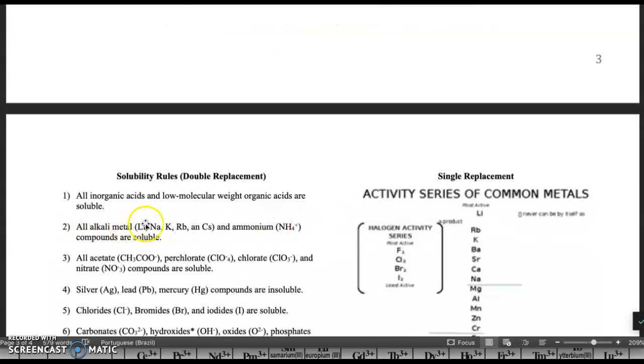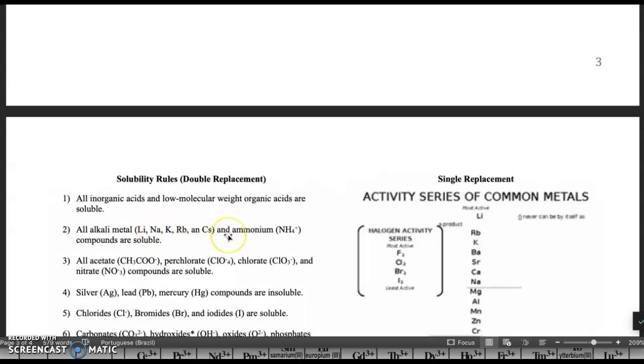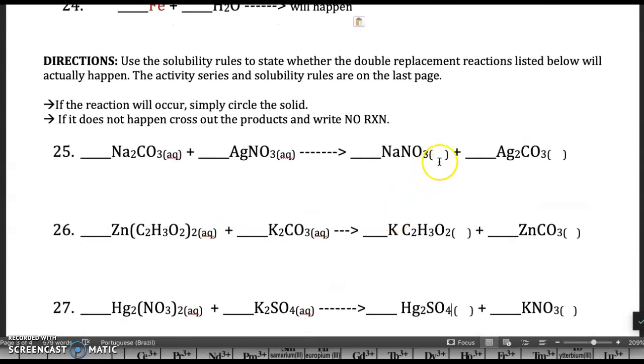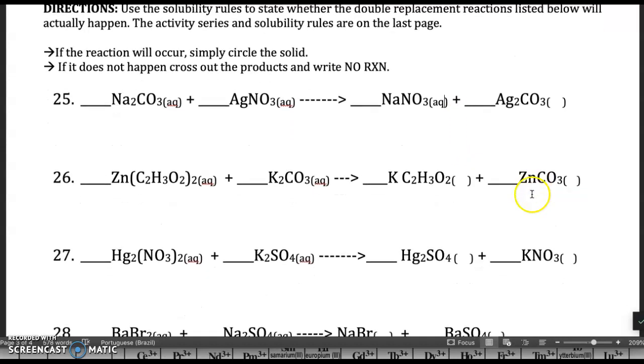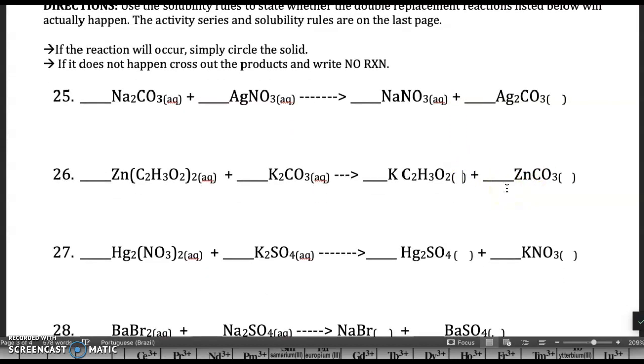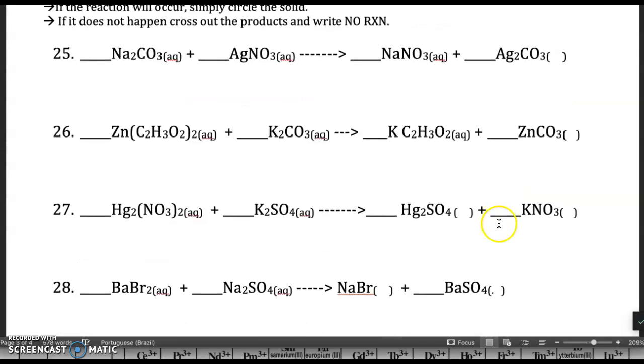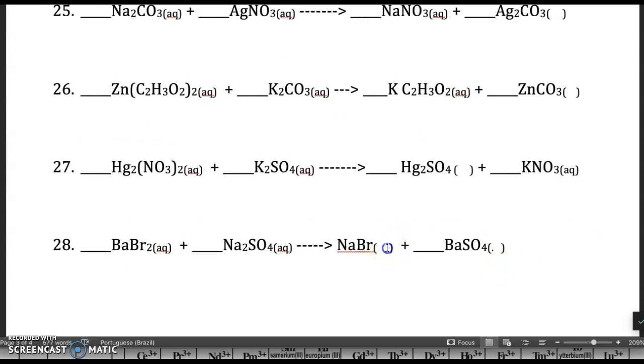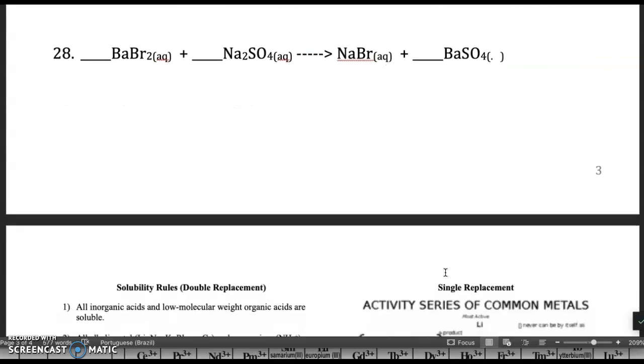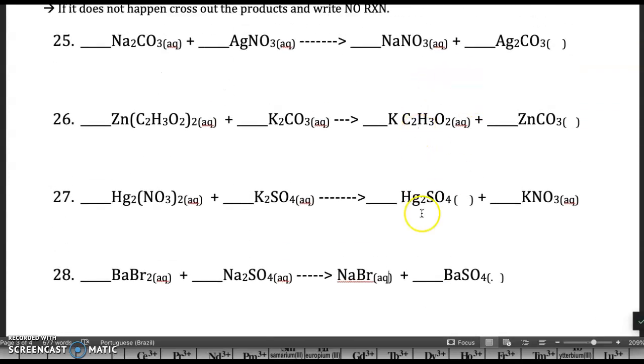Next one is all alkali metals and ammonium compounds are soluble. So if I see Li, Na, K, rubidium, or cesium from my first column on the periodic table, they are soluble, which means Aq. So this one right here, Aq. This one right here, Aq. This one right here, Aq. This one right here, Aq. Okay, so that rule helped me identify a lot of these products.